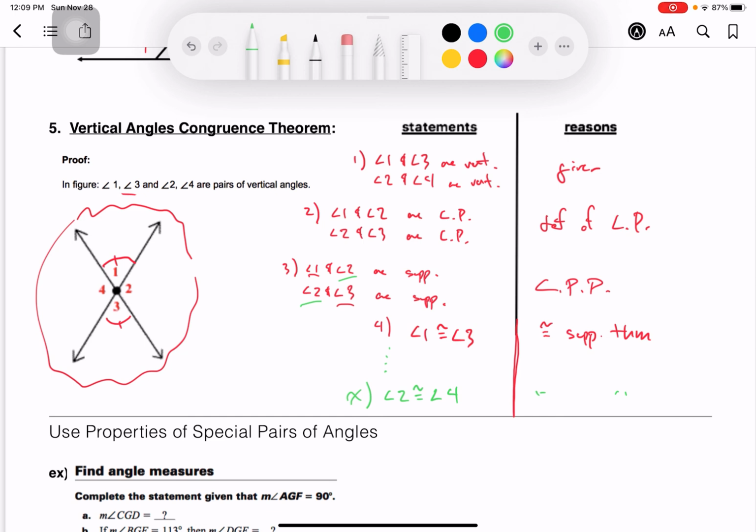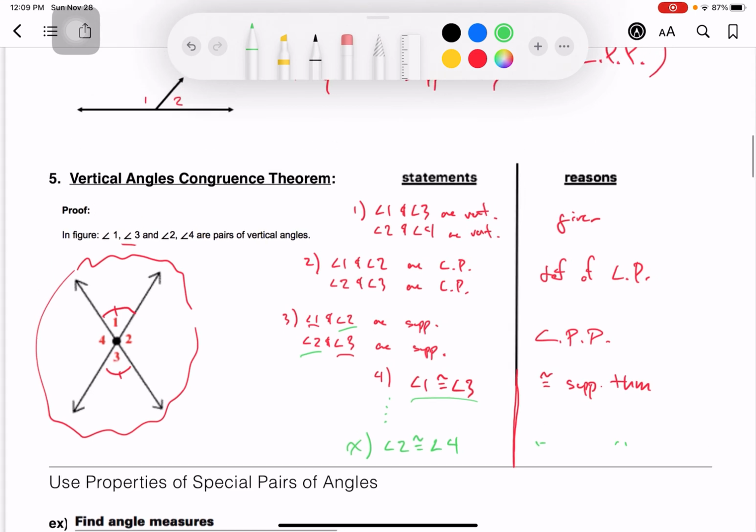So, what do we know? If two angles are vertical angles, then what do we know about them? They must be congruent, okay? And that's what the congruence theorem says. Let's go ahead and say that. If two angles are vertical, then they are congruent. All right, I'm going to stop it there, and I'll pick up a little bit in the next video and do some examples.